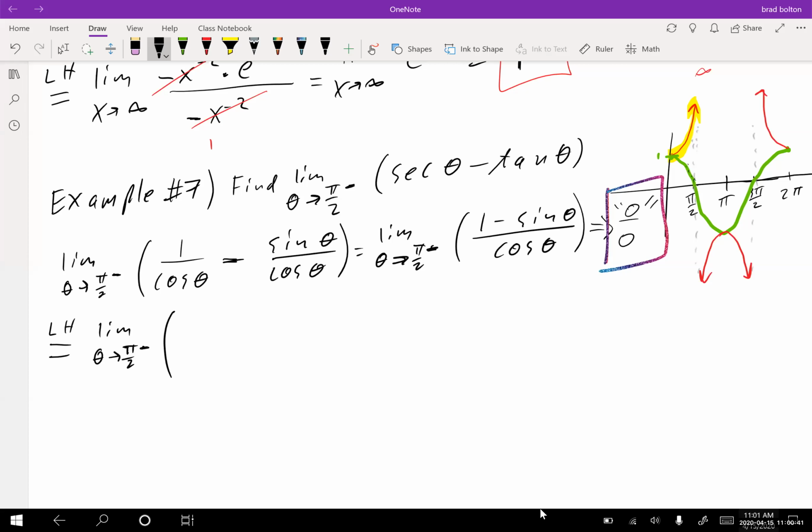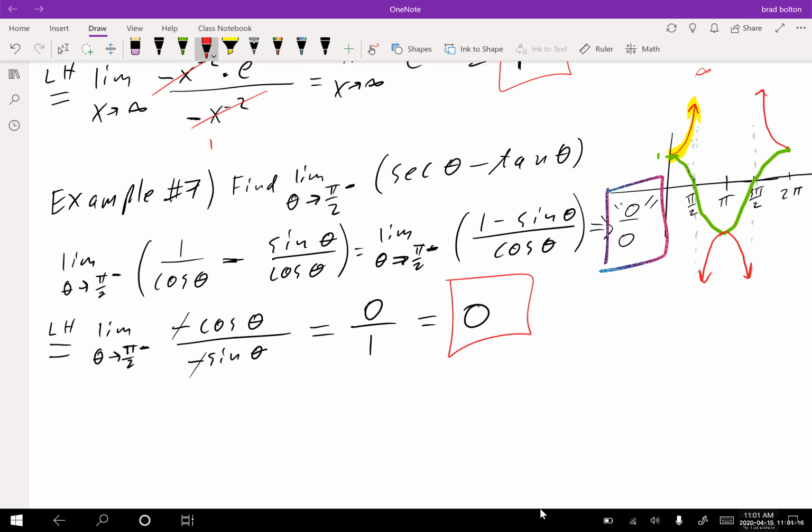And now I'm going to take the derivative of the numerator. What's the derivative of 1 minus sine theta? Well, that would be negative cosine theta, divided by the derivative of cosine theta, which is negative sine theta. So now we can try to plug in our value. The cosine of pi halves is 0. The sine of pi halves is 1, so we end up with 0. So we found our limit, okay?